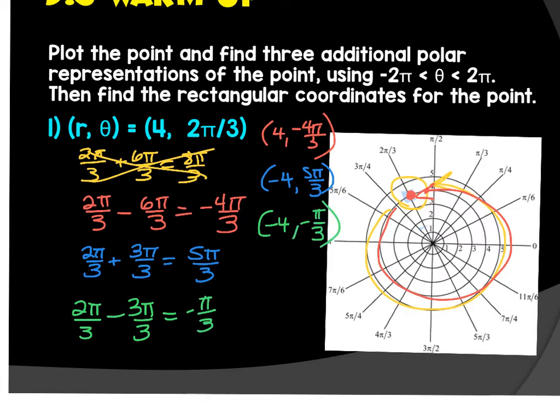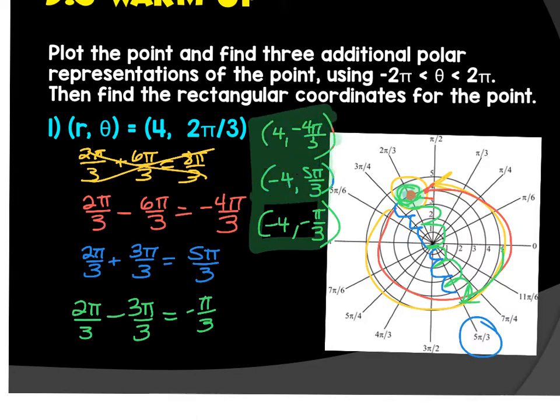So if I went to graph the negative 4, 5 pi over 3, I'd go to where 5 pi over 3 is here. But instead of making my way towards it, I'd make my way away from it, which ends up at that point. And negative 4, negative pi over 3 is also at that point. And again, if the r is negative, instead of working towards it, I work away from it. And it would give me that same point, so that means that these 3 would be my additional polar representations that fall between negative 2 pi and 2 pi.